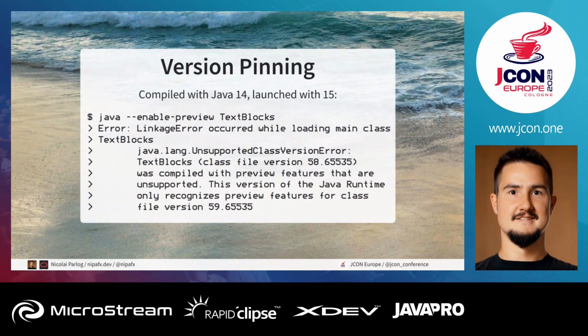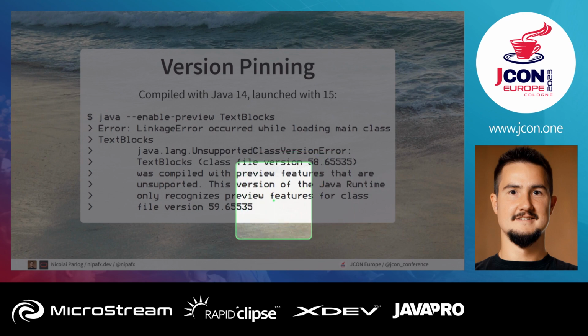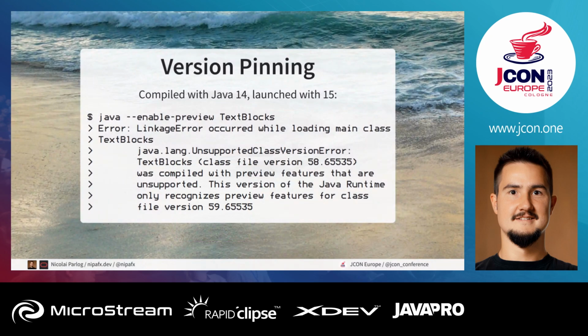And now you might think, well, on 15 it's final, right? And it didn't actually change between 14 and 15. So surely I can run this code on 15. That's even worse, because you just can't. Text blocks was compiled with preview features that are unsupported. There you go. This version of the Java runtime only recognizes preview features for class file version. That essentially means the Java 15 runtime only recognizes preview features that are preview in 15. So what I did here by compiling with enable preview in 14, I forced everybody to run this on 14 with the enable preview flag.